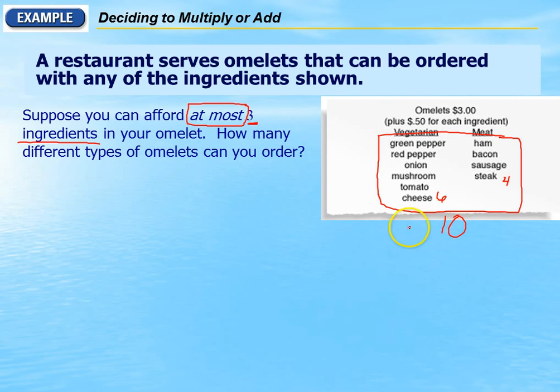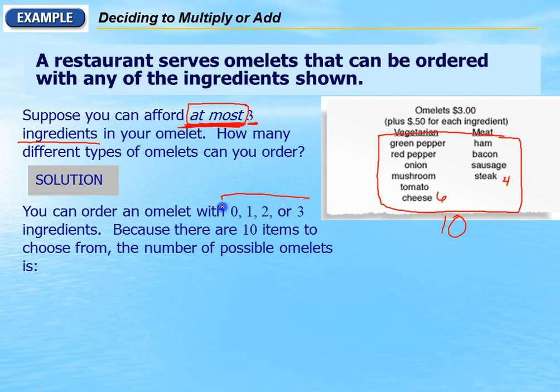Okay, now this question's a little different. It says at most 3. So what are my options if I can afford at most 3? Does it say I have to pick 3? No, at most 3. So what are my options? I can pick 3, or I can pick 2, or I can pick 1, or I can pick none. So those are my options. At most 3. I can make 3, 2, 1, or none. And what's the key word I keep saying in here? Or. Since this is an or question, what are we doing? We are adding. I can pick 0, 1, 2, or 3.